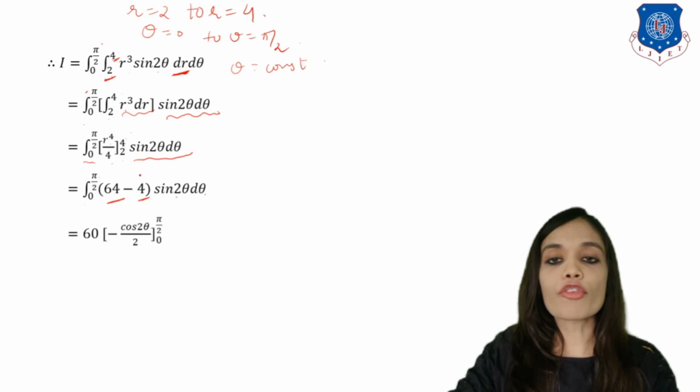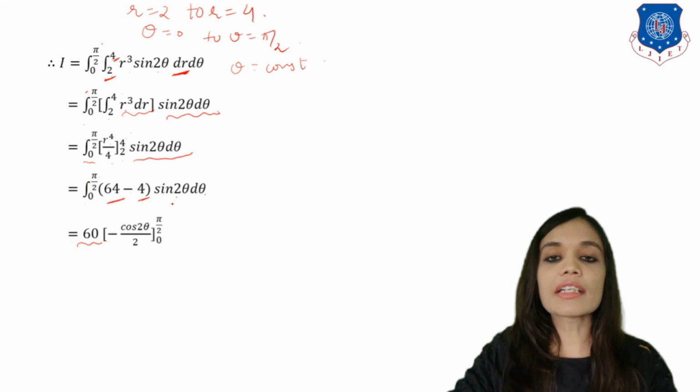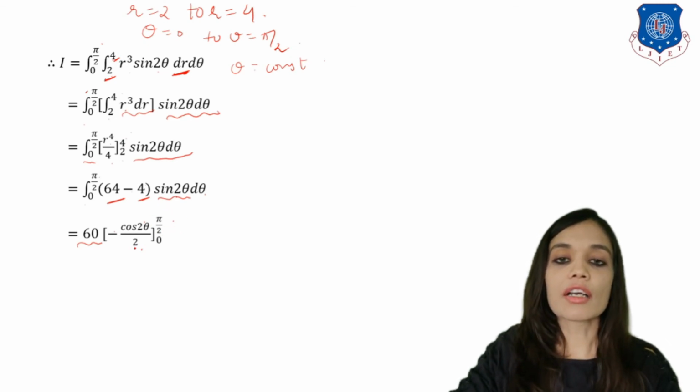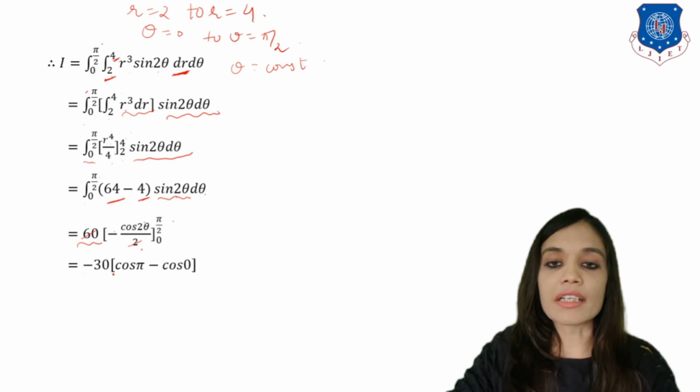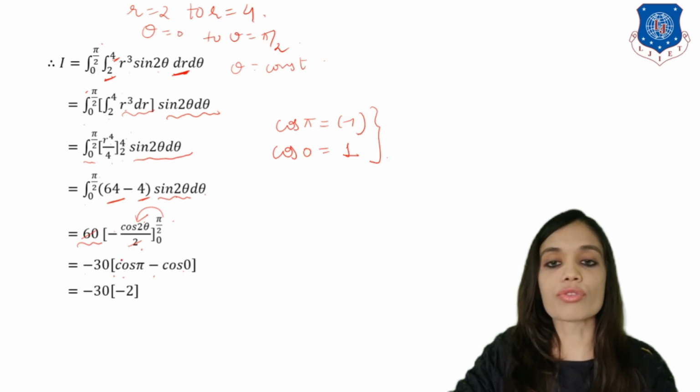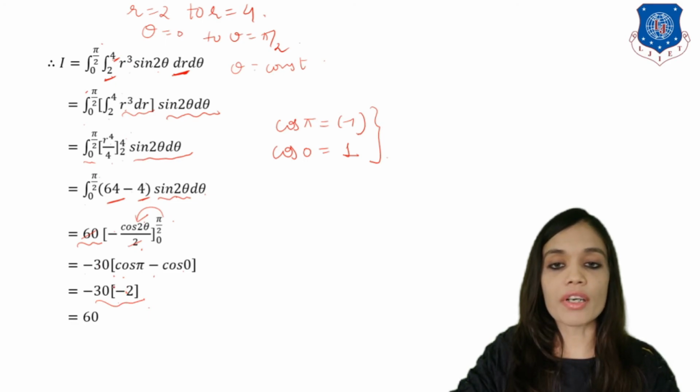Okay. Now 64 minus 4 will be equal to 60, and the integration of sine 2 theta will be what? Minus cos 2 theta upon 2, and your limits are what? 0 to pi by 2. Okay. Now let us put the limits in place of theta and cancel these two out. So you will get minus 30, and here if you put pi by 2 you will get cos pi minus cos 0. Now we know the value of cos pi is minus 1, and the value of cos 0 is 1. Okay, so put these two values. So you will get minus 30 times minus 2. Now multiply these two, minus minus plus, and 30 into 2 will give us the answer as 60.